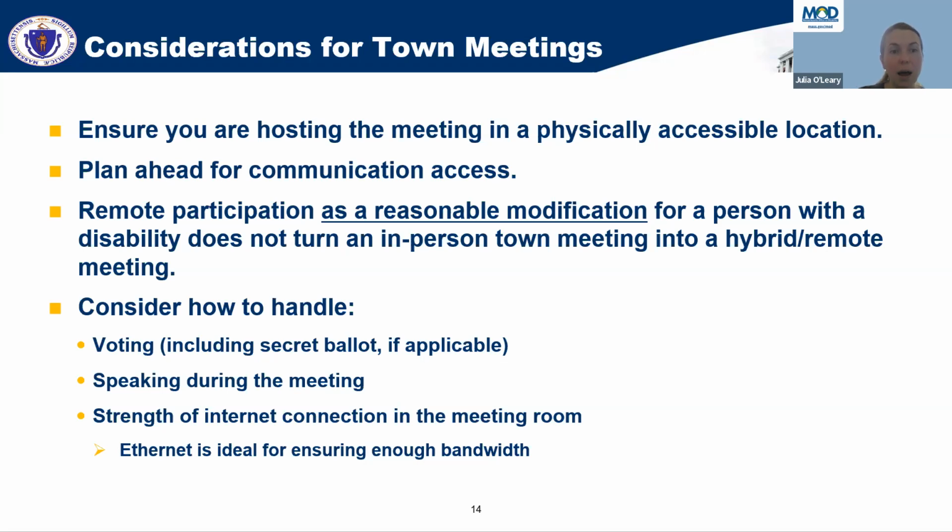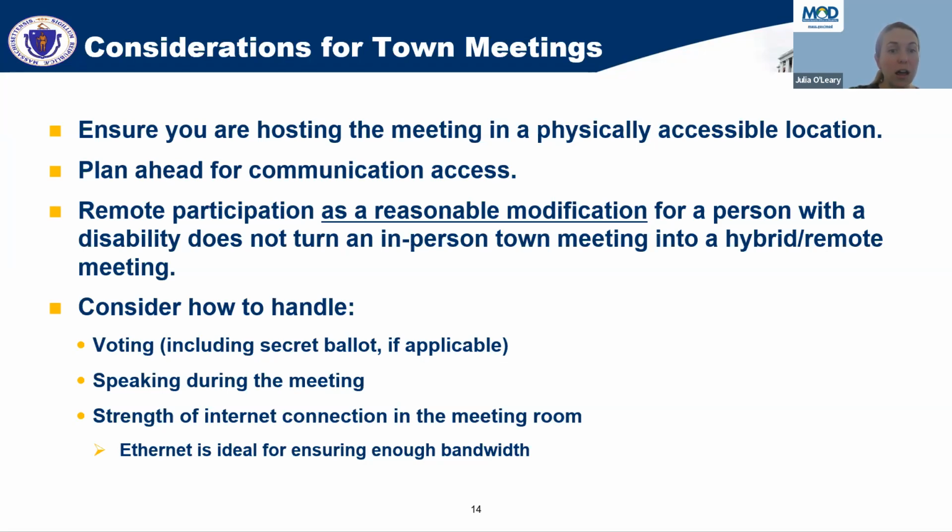As you're thinking about potential remote participation in a town meeting or just regular in-person participation at a town meeting, think about what kind of accommodations might be necessary to handle voting. If someone is participating remotely, how are they going to vote on different measures? If your town has provisions for secret ballots, how are you going to handle secret ballots? Because that can be really tricky with remote participation. If someone needs help voting in person, how are you going to handle that?